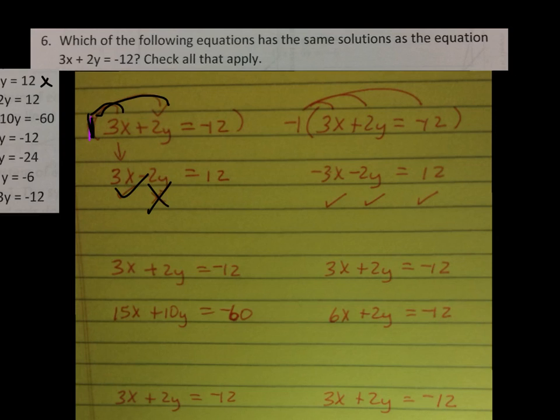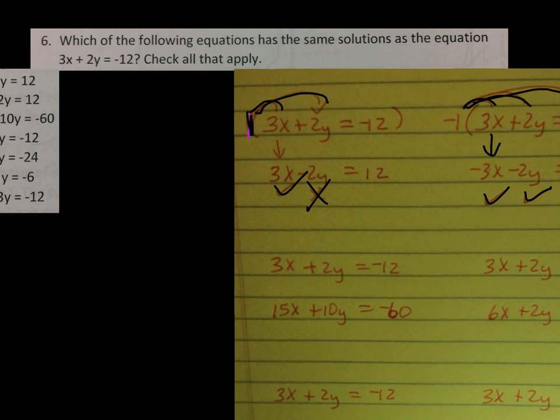In order to get from 3x to negative 3x, we're going to multiply by negative 1. So that means I have to multiply everything by negative 1. Okay, so negative 1 times 3x is negative 3x, so that checks out. Negative 1 times 2y is negative 2y. And negative 1 times negative 12 is a positive 12. So that checks out. That's why the second one is an answer.